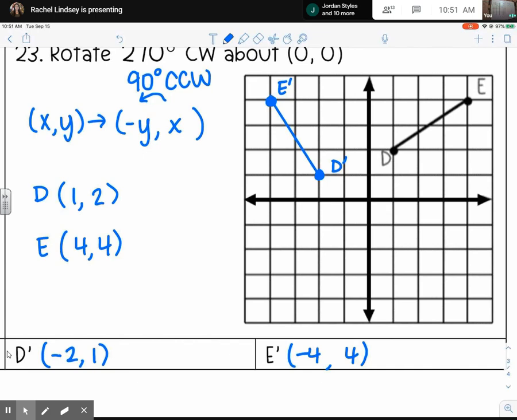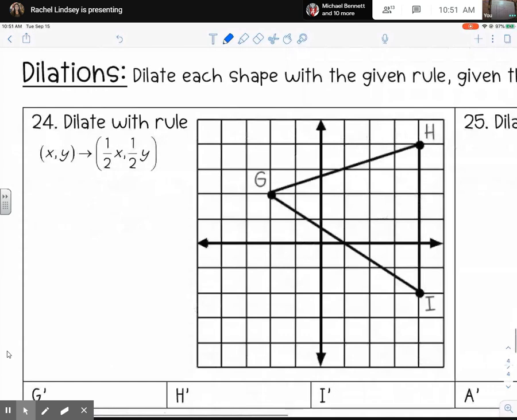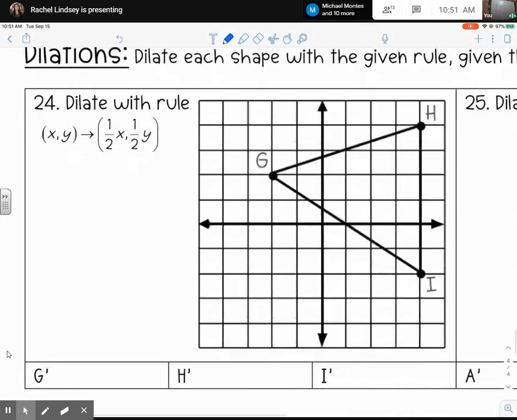Now we're gonna look at dilation. Can we use the patty paper for dilation too? Patty paper only works for rigid transformations. You just gotta fold your paper over.